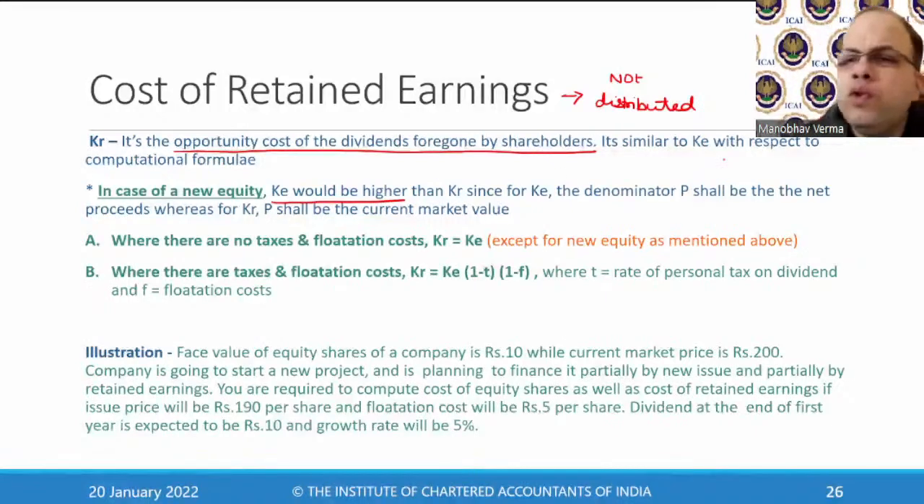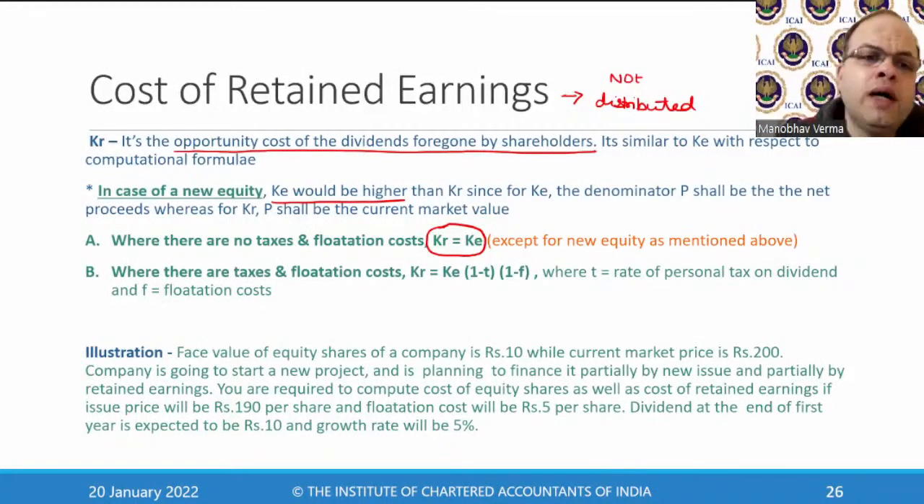The reason is, of course, your denominator: your net proceeds would be net of a flotation cost, so it will be more. Now, there could be a hypothetical scenario where there is no flotation cost. Then we'd say that KRS is equal to KE. Basically, the cost of retained earnings is the same as the existing equity, because new equity is hypothetical and generally doesn't have a flotation cost.